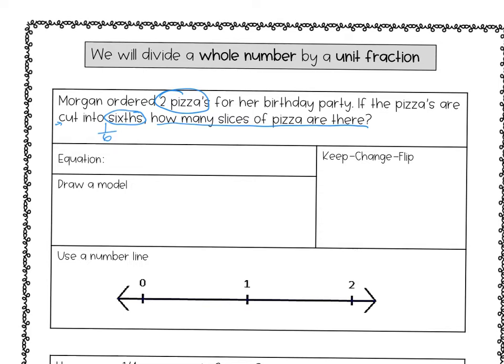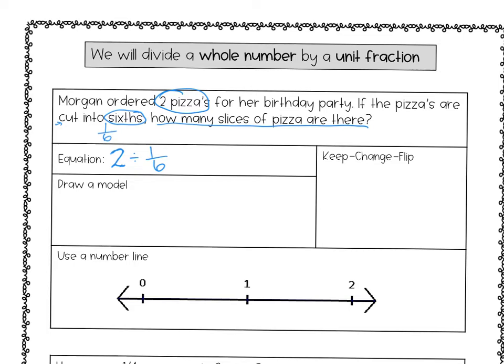We started with our total, right? Our total number of pizzas was 2. We had 2 whole pizzas. And then we started to cut them up, so that means we divided them into 1/6 pieces. So that means each pizza was cut into 6 slices. Our equation is 2 divided by 1/6. So now we're going to draw a model to help represent this problem.